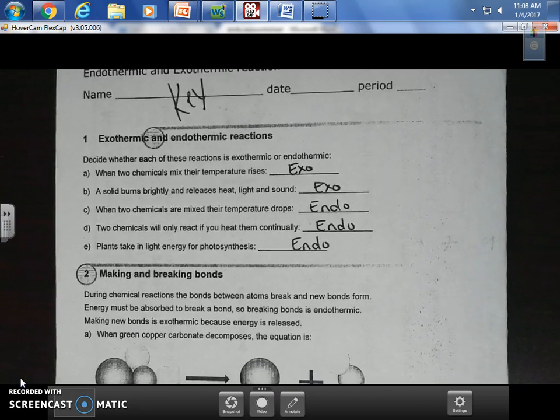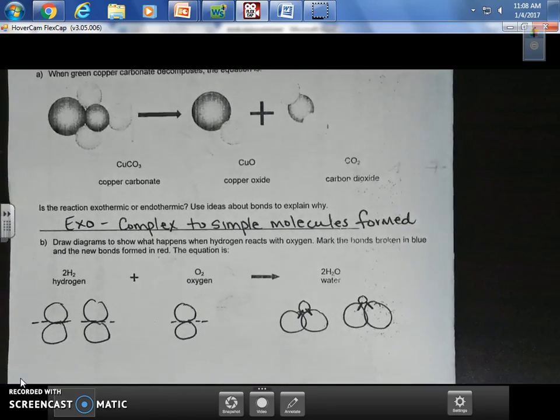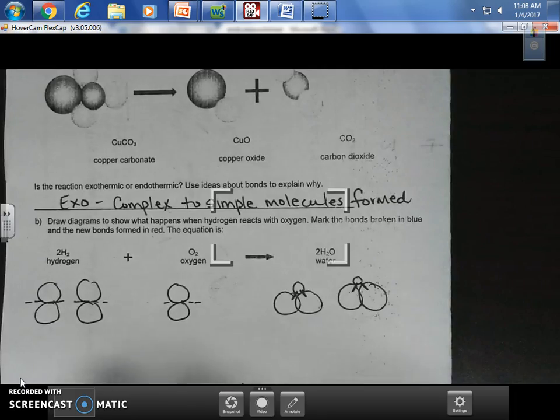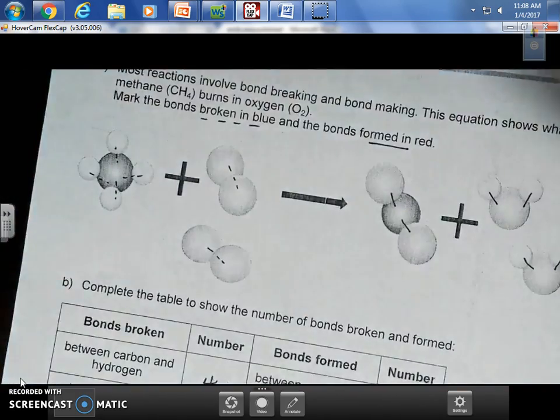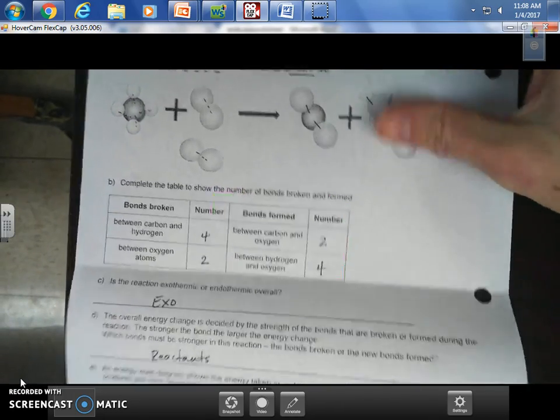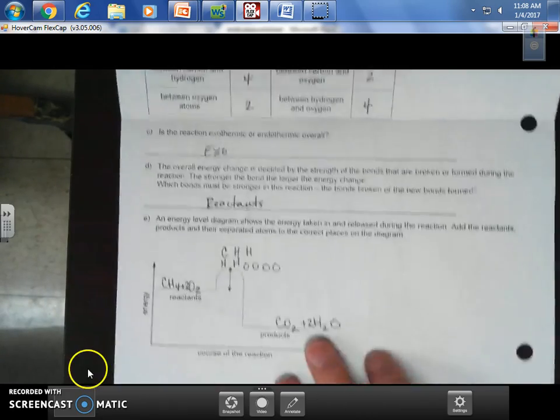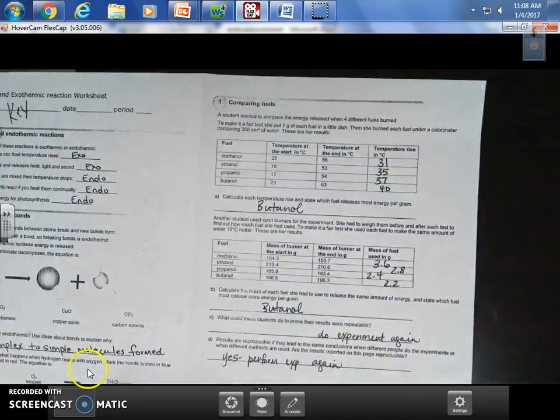All right, I was running out of time. I want to make sure you see the key. Here's for number 1. Here's for number 2. Here's for number 3. Bottom, and here's for number, other side.